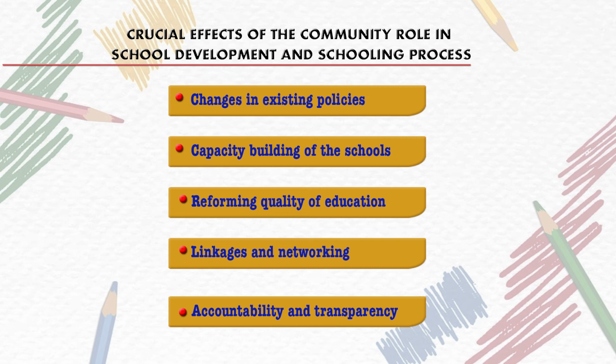processes. And this can be done by having effective linkages and networking at different levels with different agencies, groups, individuals, etc., and that will be the effect of the community role. And all these have to be done in an accountable manner, and also with transparency. Both accountability and transparency will contribute a lot for qualitative improvement in the functioning of the school.